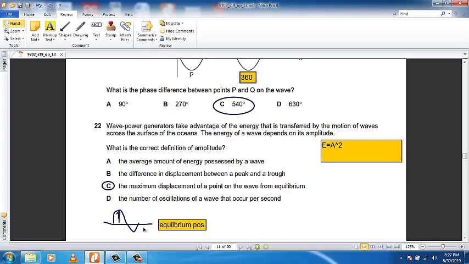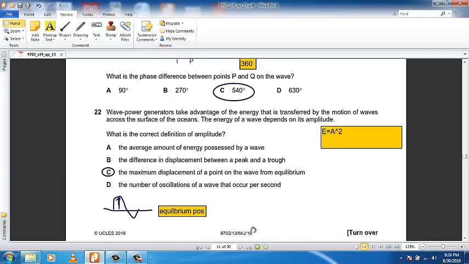Yes, because this is the equilibrium point and the maximum displacement is called the amplitude. The number of oscillations? No, that's related to time period and frequency, that's not it.